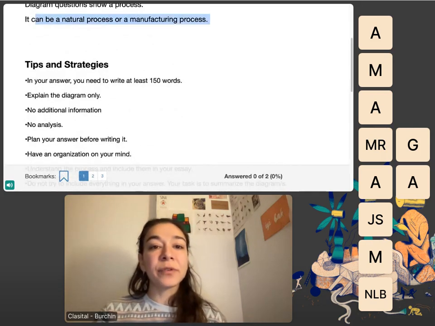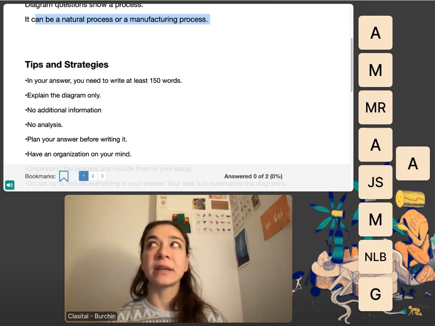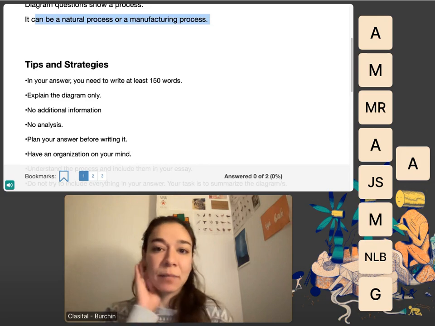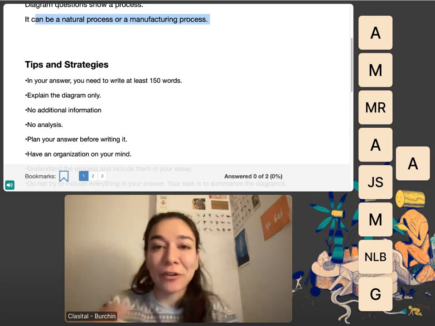Yes, it can be a natural process or a manufacturing process. Like it can be how to recycle plastic bottles, or the life cycle of a butterfly, those kinds of things.